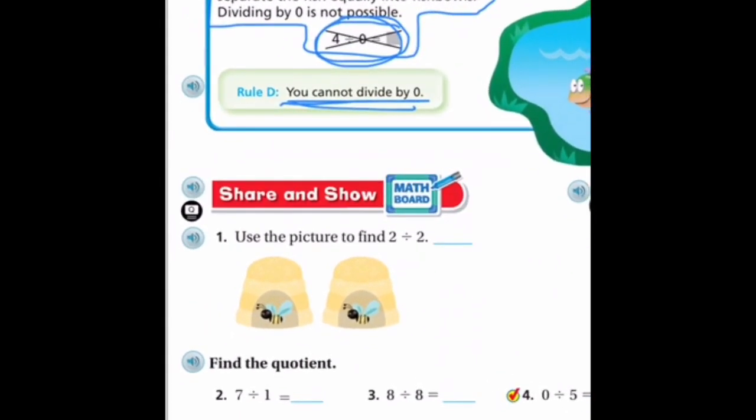Yes. Okay. Think of it as, for example, number 2 here, 7 divided by 1. You might have 7 bees divided equally into 1 beehive. How many go in each beehive? Okay, so the first number is how many total things you have. The second number is how many things you're putting them into.